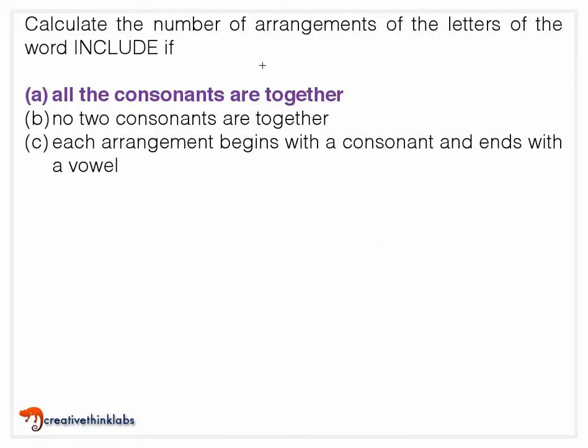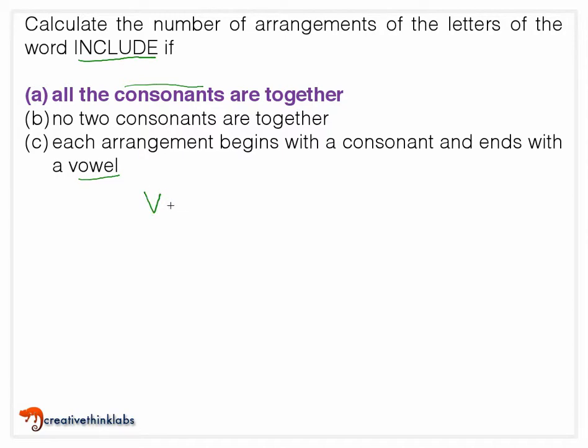Calculate the number of arrangements of the letters of the word INCLUDE if all the consonants are together, and there are also questions about the vowels. Now first of all, we need to understand what's a consonant and what's a vowel. Now let's answer part A here. The vowels here are all the letters of A, E, I, O, and U, and the consonants are the rest of the alphabets. Now let's split this up here.